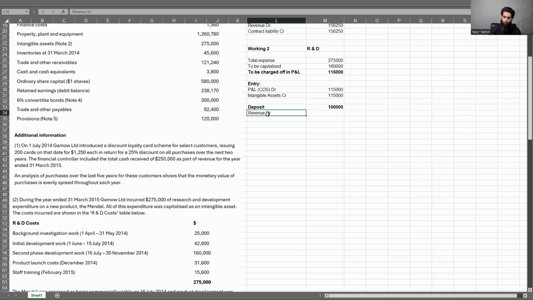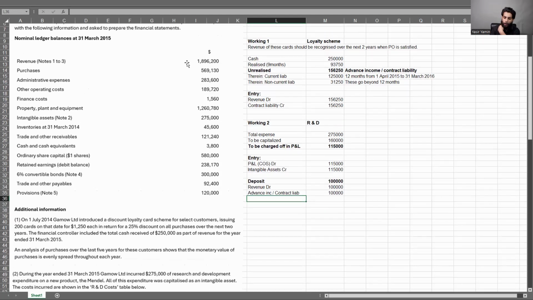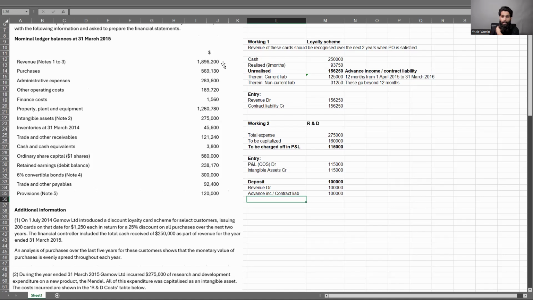We will debit our revenue by 100,000. And credit advance income, or maybe I can call it a contract liability even, of 100,000. Make sense? Is it okay with everyone? Remember, guys, we have been provided with a ready-made revenue in this question of 1,896,200. But at least 2 times we have seen that excess revenue was recognized by the financial controller, and that needs to be reversed when we prepare our financial statements. Good to go? All good? Should I move forward?